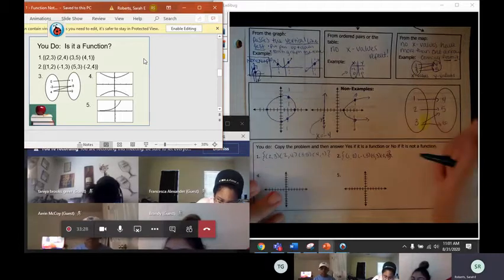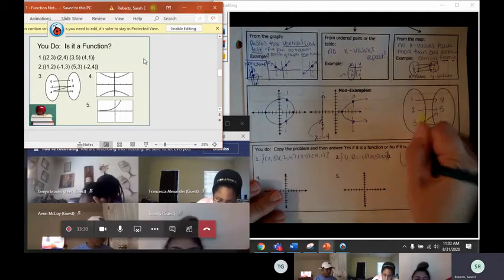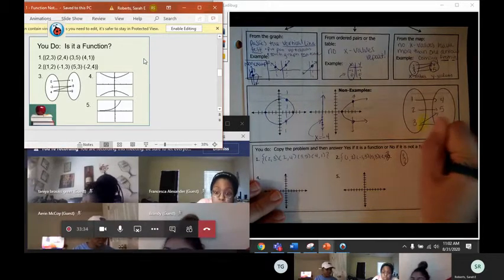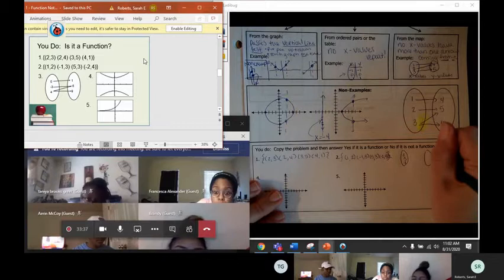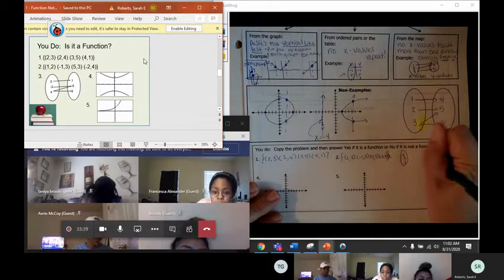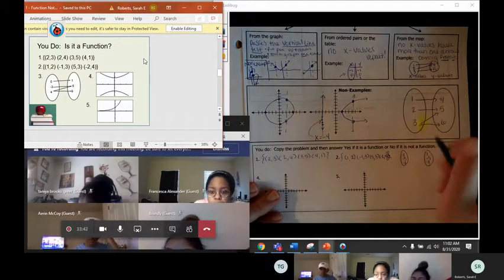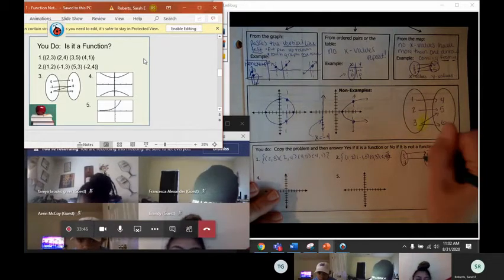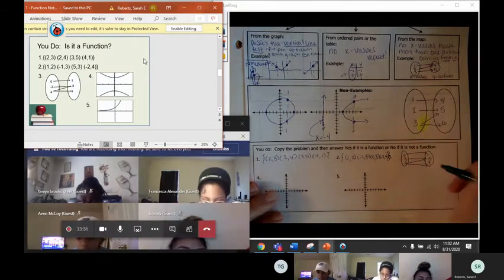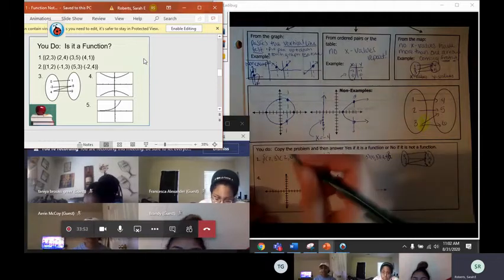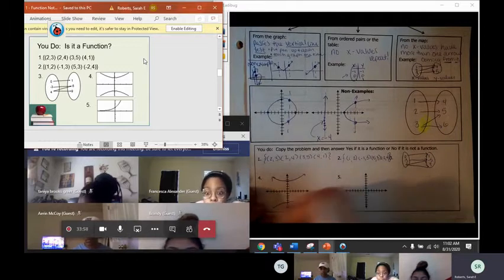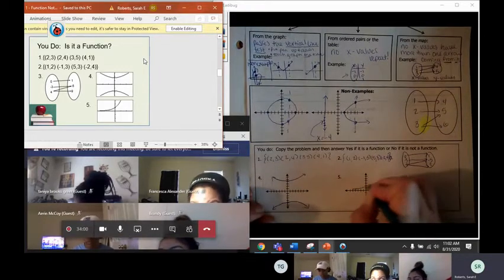Okay, there's number 2. 3 is a map. And then 4 and 5 are graphs. We have a hyperbolic graph right here. And then we have an exponential function right here.